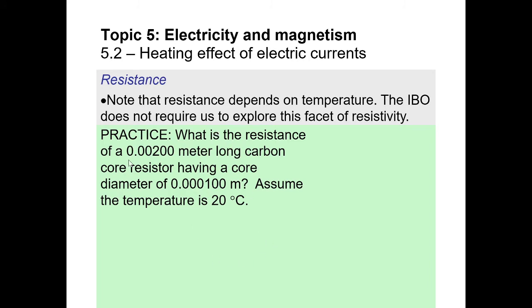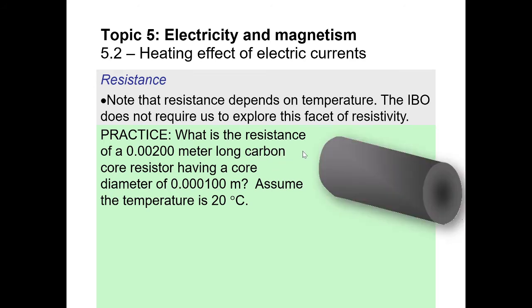Example: what is the resistance of a 0.00200 meter long carbon core resistor having a core diameter of 0.000100 meters? Assume the temperature is 20 Celsius. The reason it's telling you this is because they're telling you it's a carbon core. And so, knowing that, I need to look up the resistivity.